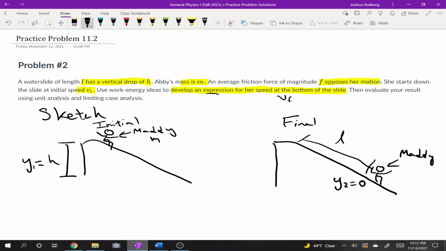And we're also told that there is friction. And that friction is being exerted on Maddie by the slide the entire way that she's going down. So I'm going to draw a little bit of an intermediate step here where Maddie is moving downwards. Her velocity here is v initial. Her velocity here is what we're trying to find. So here she's moving in the middle. She is also accelerating. But we are told that there is friction.